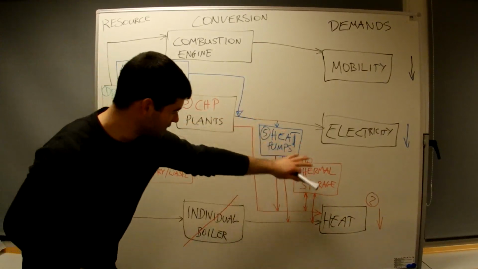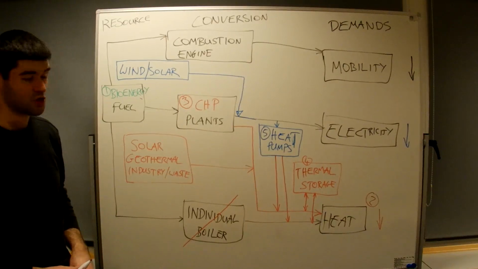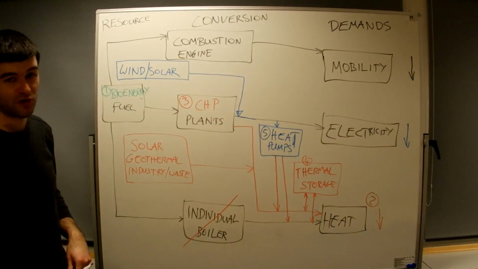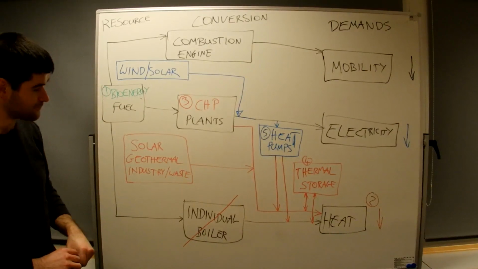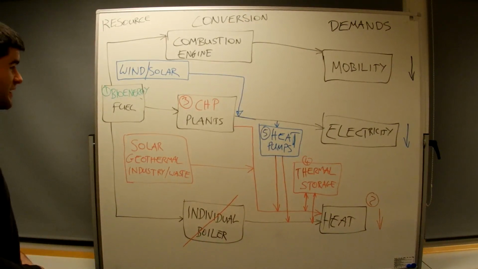So we now have enough flexibility by connecting the electricity and heat sectors to one another so that about 40% of our electricity can come from wind and solar power. And that's really good progress compared to where most countries are at today. So now we'll move on to the next step.